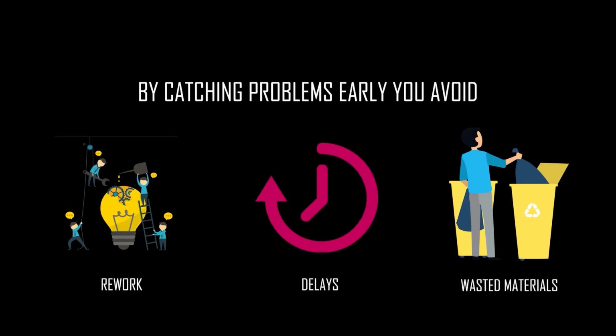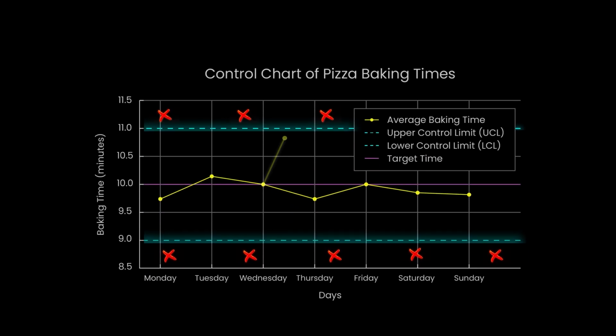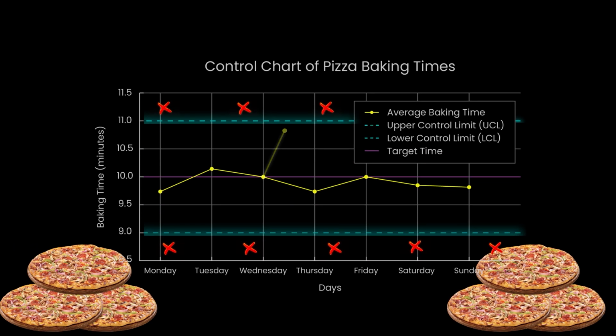6. Waste reduction. By catching problems early, you avoid rework, delays, and wasted materials. The dough was slightly overhydrated for 3 days. The chart helped spot it before dozens of pizzas had to be tossed.